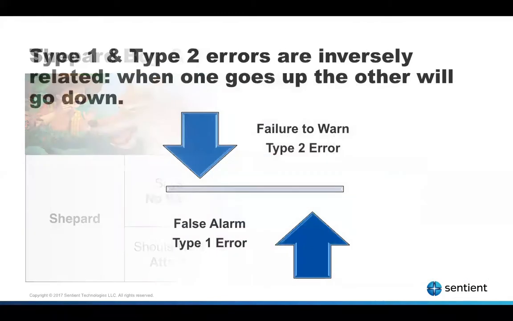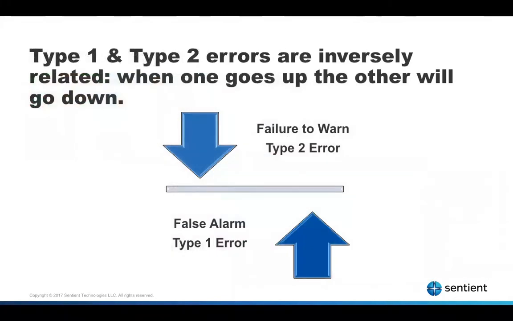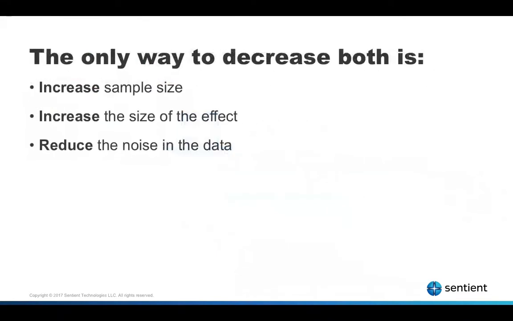Now, the thing about these errors is, they're inversely proportional, which is a way of saying that if one goes up, the other goes down. So you can't just reduce type 1 and type 2 errors arbitrarily. In general, they both exist in the presence of uncertainty. And the key is how you want to interpret your results.